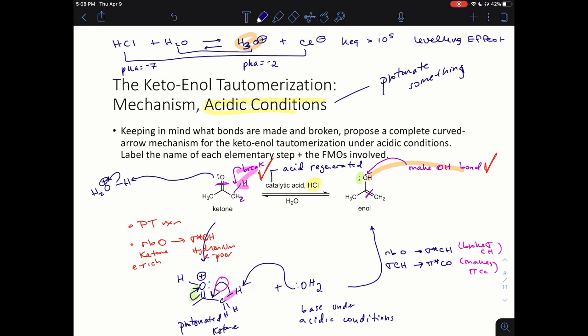So there were two main things that needed to happen. We needed to make the OH bond, break the CH bond, and then also, we have the pi CC versus the pi CO. If you're an acid, you're going to protonate something. So we made the OH bond first, and then we deprotonated and made the pi CC.